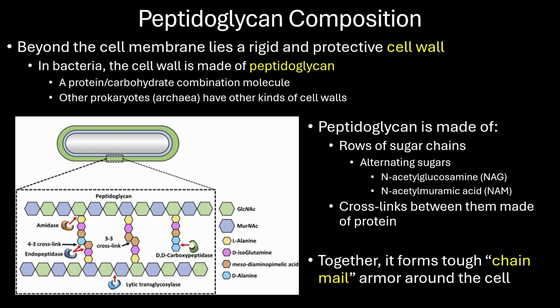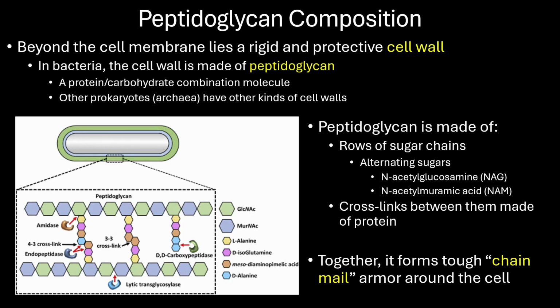It's a combination molecule. Now, other prokaryotes like archaea have different kinds of cell walls. There are even some prokaryotes, including bacteria, that don't have cell walls at all. So it isn't a uniform feature. It doesn't occur in every prokaryotic cell, but it is something that occurs in the vast majority of bacterial cells.